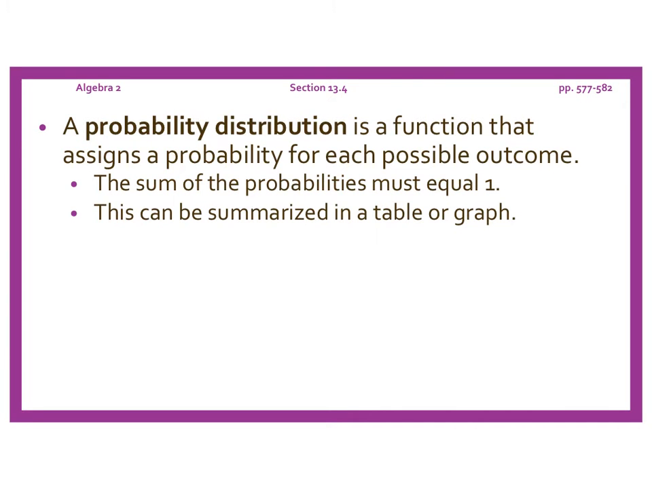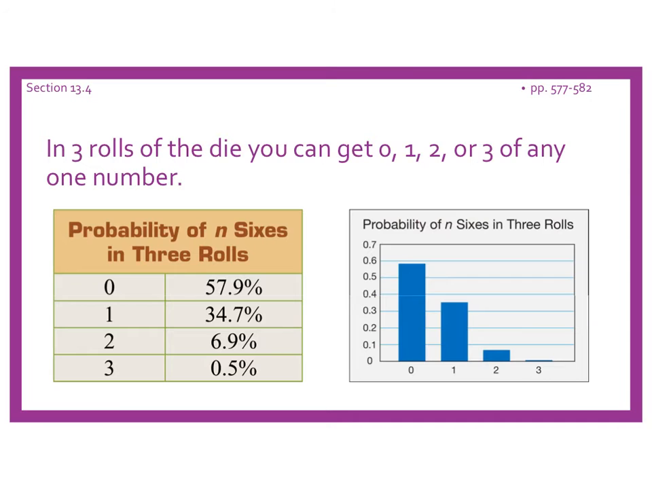All right, a probability distribution is a function that assigns a probability for each possible outcome. The sum of the probabilities must be equal to 1, and this can be summarized in a table or graph. It's just a list of all the probabilities of something happening, and it's always going to equal 1. So if I added up all these numbers, the sum of all these numbers is 1. You notice this does not go to 1 because the sum of each bar is going to equal 1.